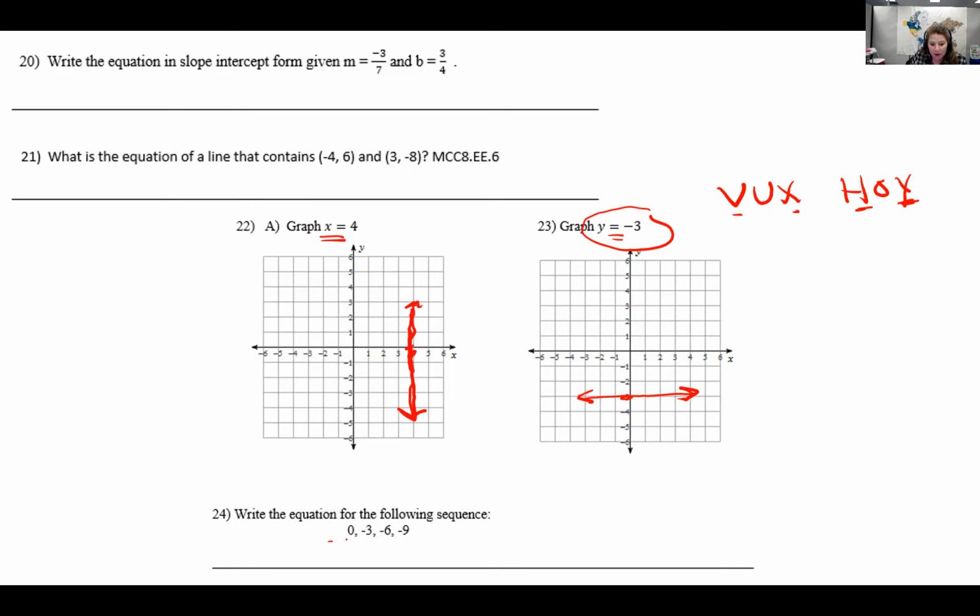Number 24, we're going to think of this as a t-chart. The first term is 0, the second term is -3, the third term is -6, and so on and so forth. So what is our pattern? Our pattern is -3, -3, +1, +1. So our slope is -3 over 1, which is -3.